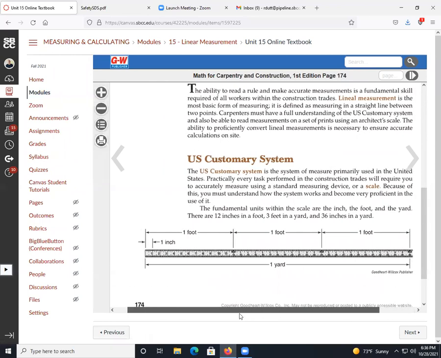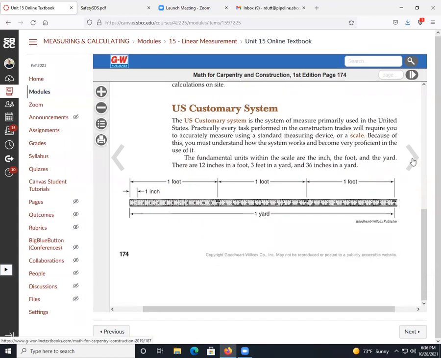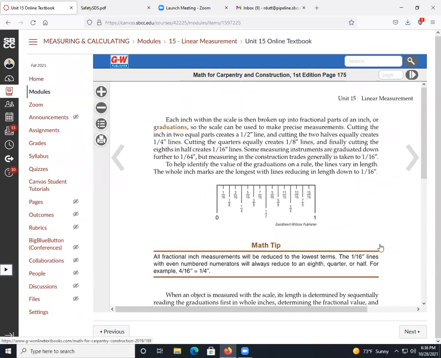So here's the US customary system. Primarily used in the United States, it requires you to accurately measure using a standard measuring device or scale. Because of this, you must understand how the system works and become very proficient in the use of it. So, there's our inches, 12 of them make a foot, yards, 3 feet. That's pretty basic. I suspect you all know that. Each inch within the scale is then broken up into fractional parts of an inch.